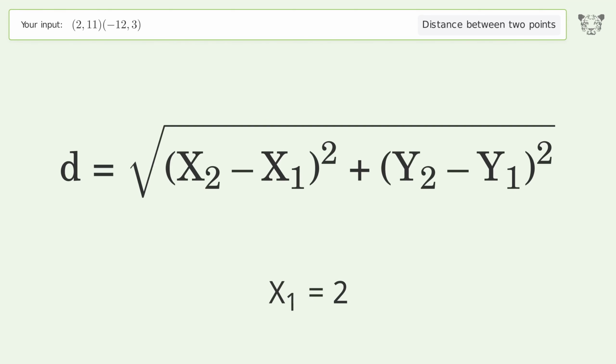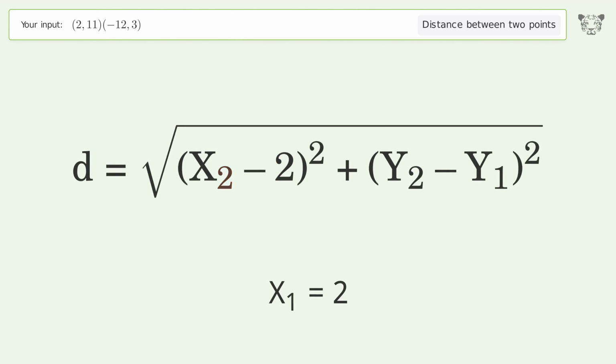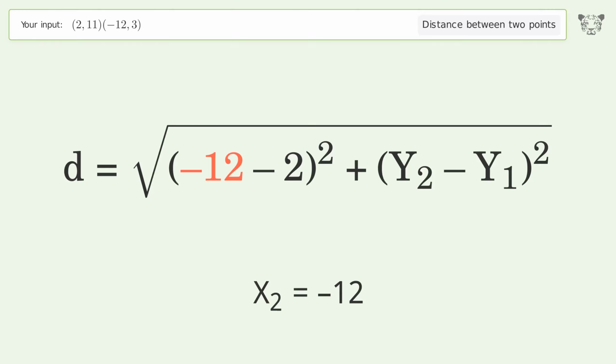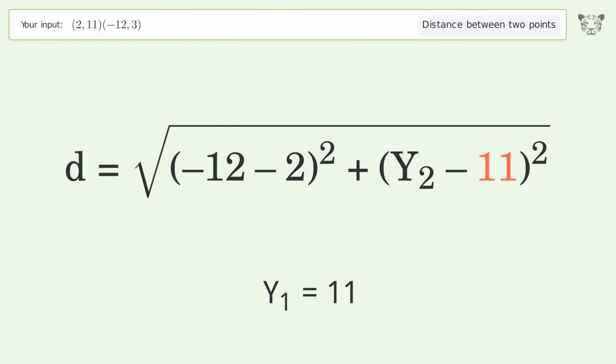x1 equals 2. x2 equals -12. y1 equals 11. y2 equals 3.